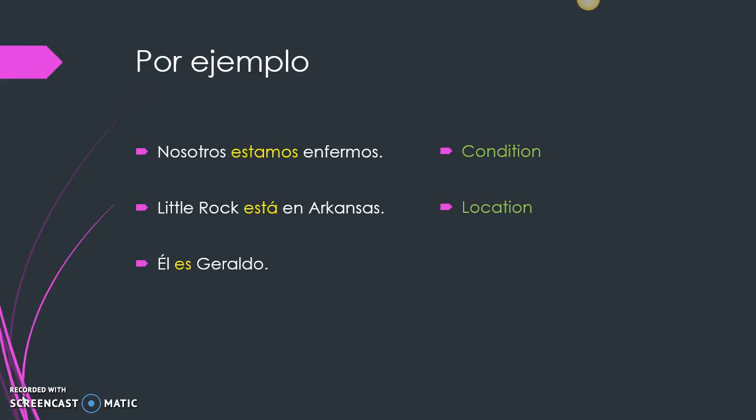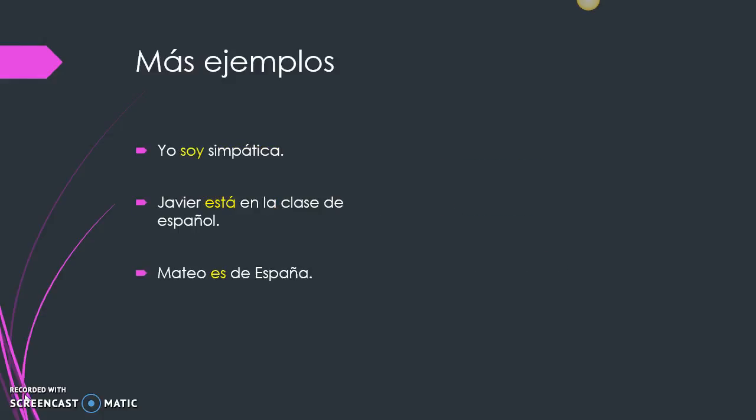Él es Geraldo is he is Geraldo. This sentence uses the verb ser because he is Geraldo is identifying a person. Yo soy simpática is I am nice. This sentence uses the verb ser because I am nice is describing a characteristic.